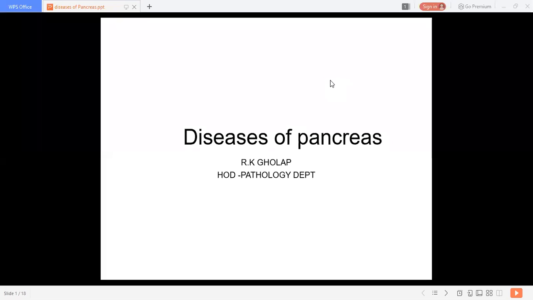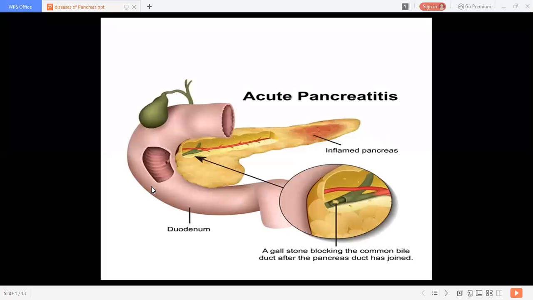But today we are going to discuss the inflammatory condition of the pancreas. That is pancreatitis, the causes, etiopathogenesis. So we will go towards our topic, that is pancreatitis. Okay, acute pancreatitis. Here you can see the inflamed pancreas.